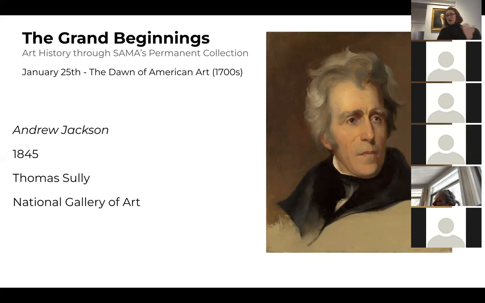and he painted Thomas Jefferson, John Quincy Adams, the Marquis de Lafayette, and he also was very interested in music. So he painted a lot of musicians and composers, and he also painted the Passage of the Delaware. He really loved historic painting.